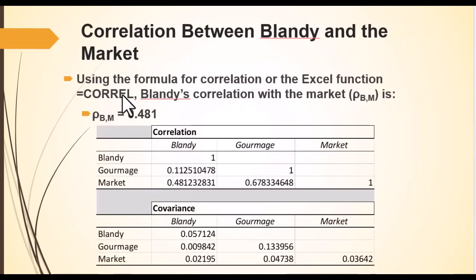So let's look at the correlations between the assets. We've done this a little bit earlier, but the correlation between Blandy and Gourmage is 0.11. Between Blandy and the market, 0.48. Between Gourmage and the market, 0.67. So just looking at this data, which one of these stocks do you think probably has a higher beta? It'll be the one with the higher correlation with the stock market itself.